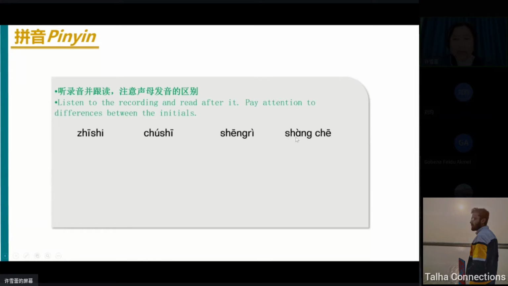Next one. 上车, 上车. It means get on the car or get on the bus, whatever vehicles, we say 上车.